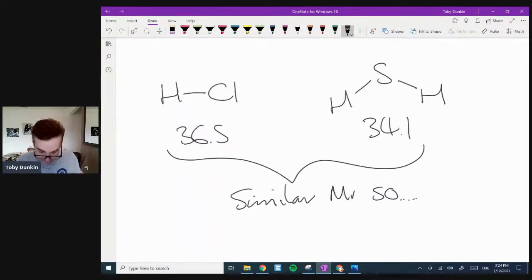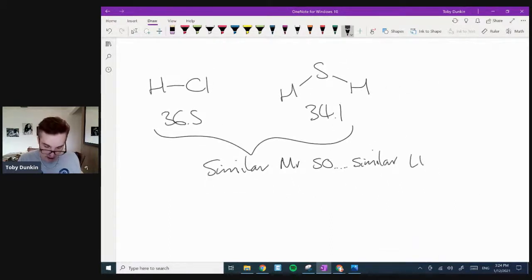Similar LDFs. Everyone has LDFs. So if there are similar LDFs, the only difference in boiling point would be between the DDs that are being formed. Neither of them shows hydrogen bonding because you need hydrogen bonded directly to fluorine, oxygen, and nitrogen.